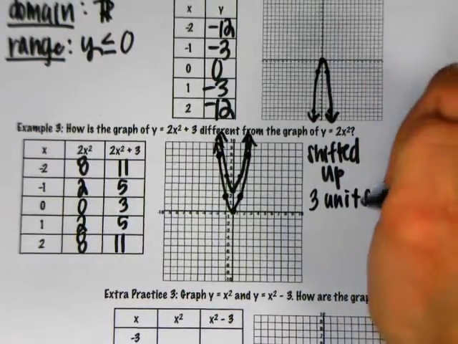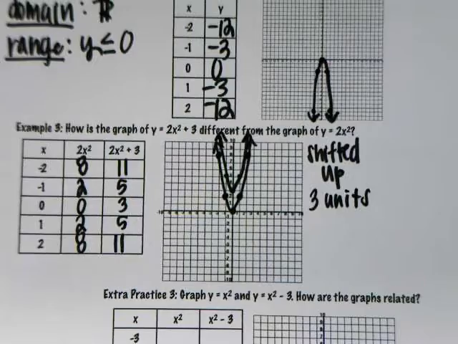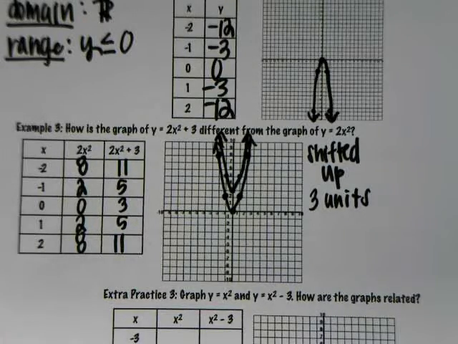Because of the plus 3. So adding the 3 afterwards just moved the y values up by 3, so your graph went up on the y-axis 3. Do we have to write the name? Okay, you guys try the next one.